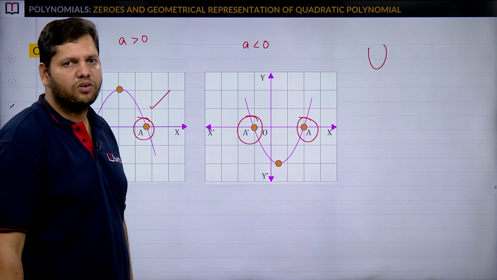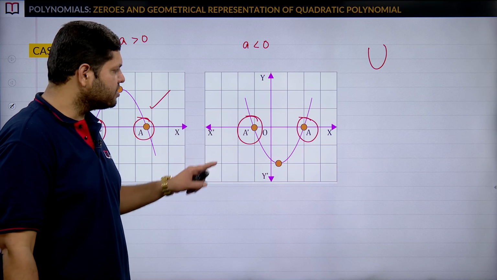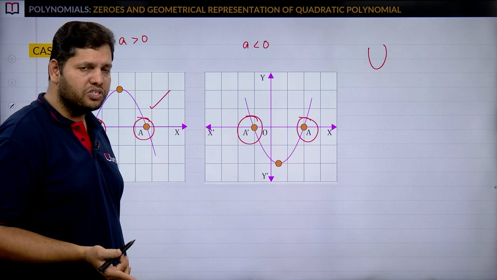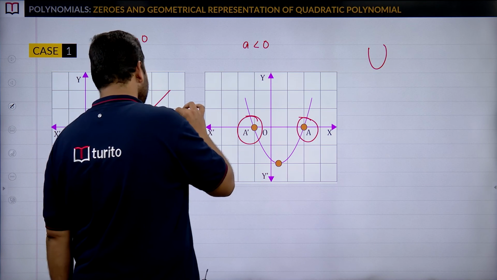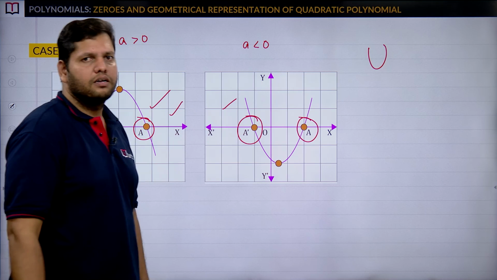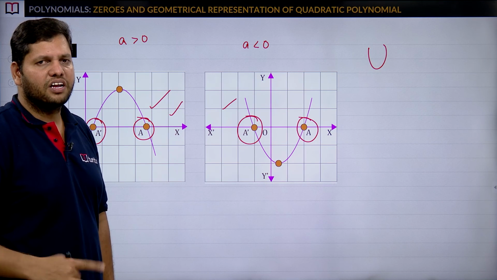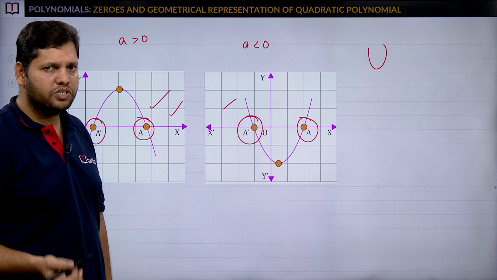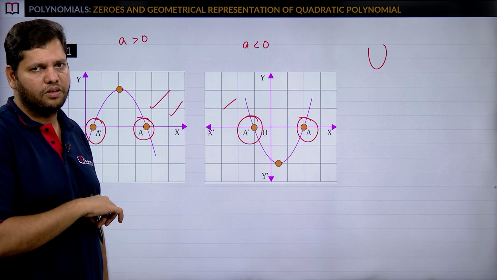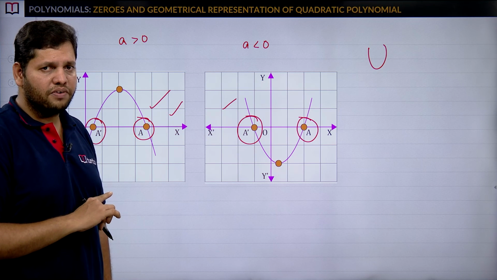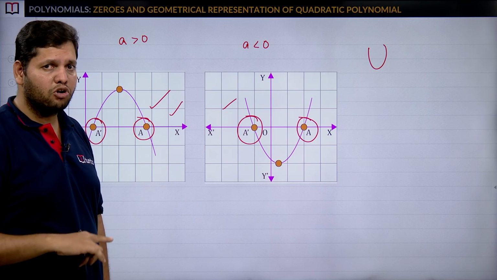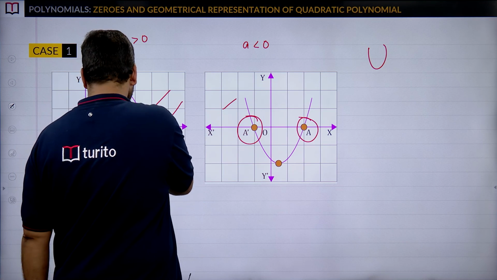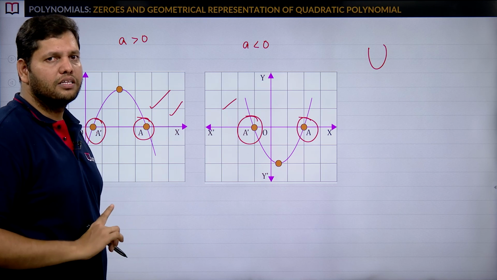This is for a greater than 0 and a less than 0. If the polynomial expression has 2 zeros, you will get the graph in this manner. If the parabola has exactly 2 zeros, the shape is like this. So by looking at the shape of the parabola, we can say the polynomial expression has 2 zeros. Why? Because the curve is intersecting at exactly 2 distinct points. Okay? That is the first case.